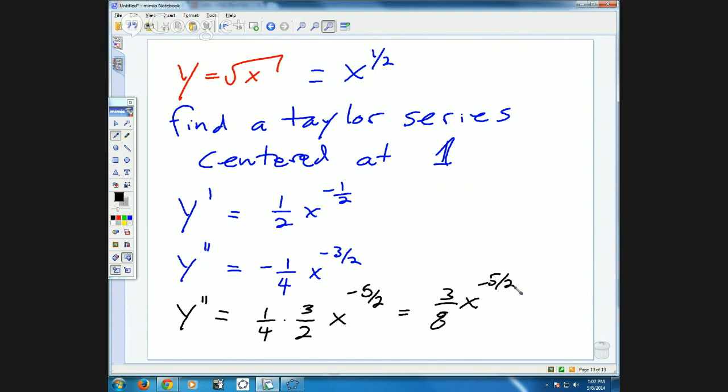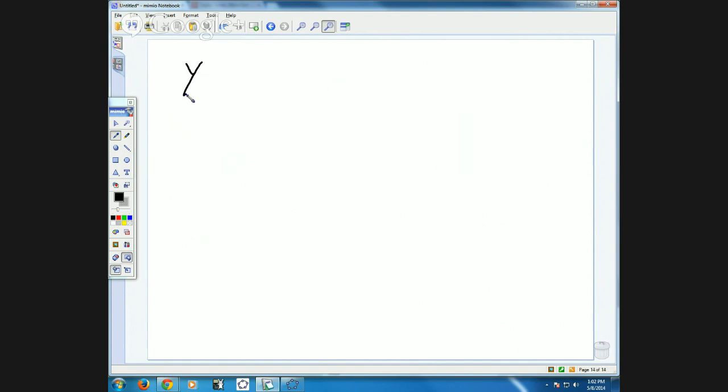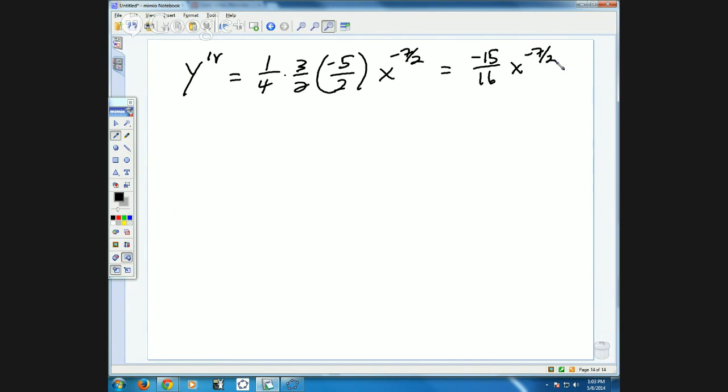Okay, let's do another one. Running out of room, new page. Fourth derivative. It's going to be 1/4 times 3/2 times negative 5/2 times x to the negative 7/2. And that cleans up a little bit, doesn't it? Yeah, negative 15/16 x to the negative 7/2.